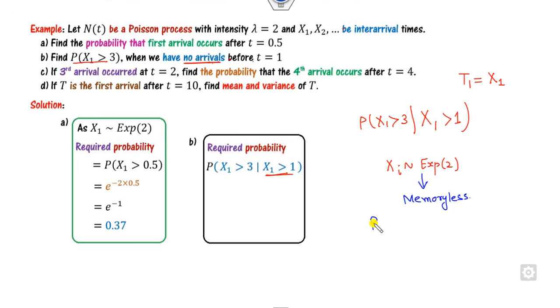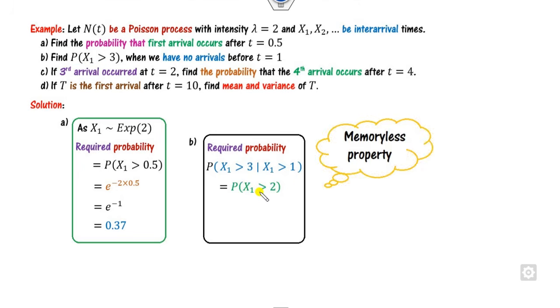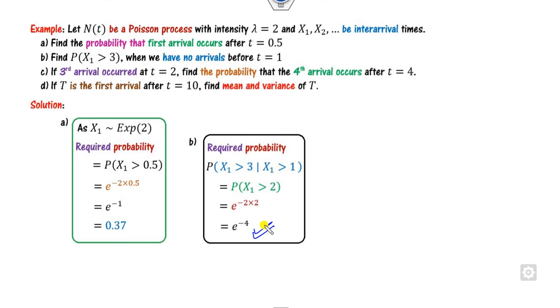What is the memoryless property? Whenever x is greater than m, given x is greater than n, then it will always be greater than m minus n. So I can write this as x1 greater than 3 minus 1, which is 2. That is the memoryless property. So again we can use this concept. What is the probability of x greater than t in the exponential distribution? This is e raised to power minus lambda t, so with lambda 2 and t 2, e raised to power minus 4 is the right answer.